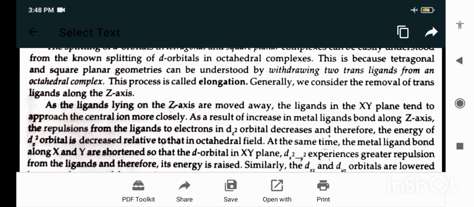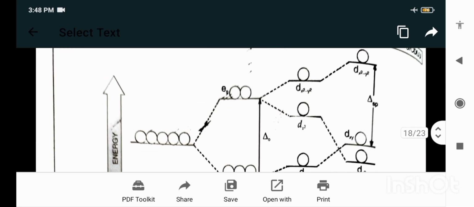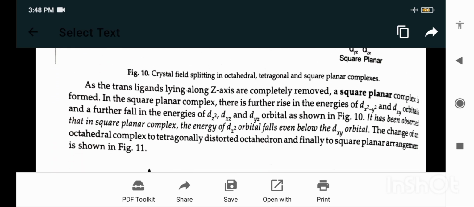Similarly, the dxy orbital is raised, and the dxz and dyz orbitals are lowered. The resulting splitting pattern represents the tetragonally distorted octahedral structure. As the trans ligands lying along the z-axis are completely removed, a square planar complex is formed. In the square planar complex, there is a further rise in the energies of the dx square minus y square and dxy orbitals, and a further fall in the energies of the dz square, dxz, dyz orbitals. It has been observed that in the square planar complex, the energy of the dz square orbital falls even below the dxy orbital. This shows the change of an octahedral complex to a tetragonally distorted octahedron and finally to a square planar arrangement.